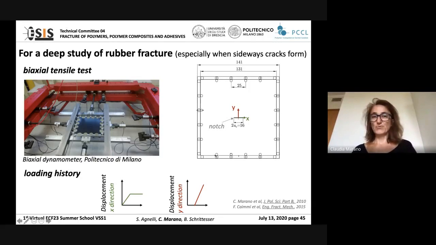Having no time to report the results of this test, you can find these results in these two papers, where the tests reported were performed using this homemade biaxial testing machine.